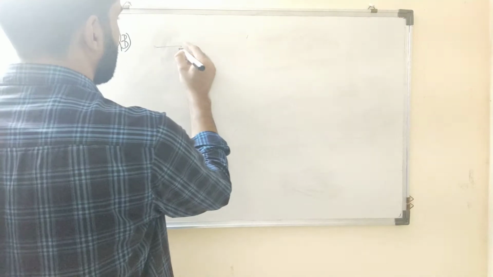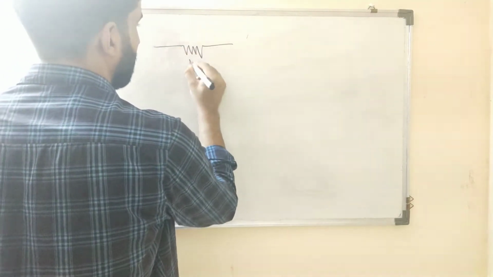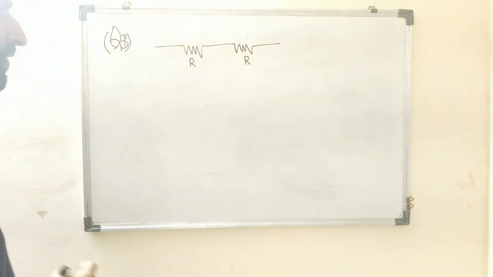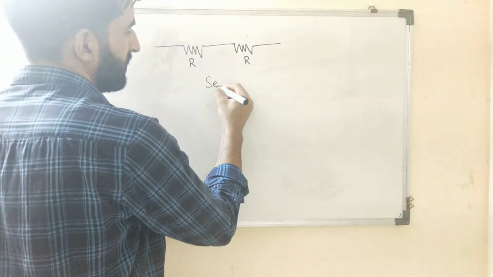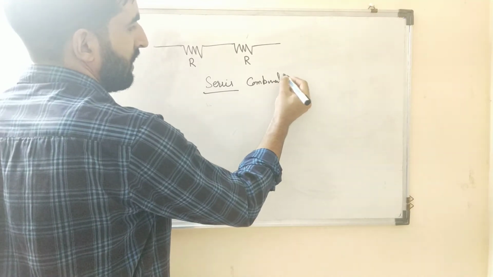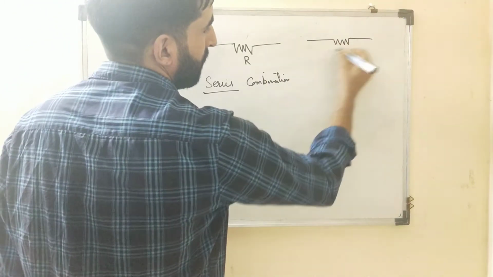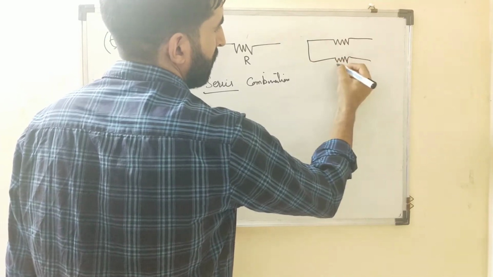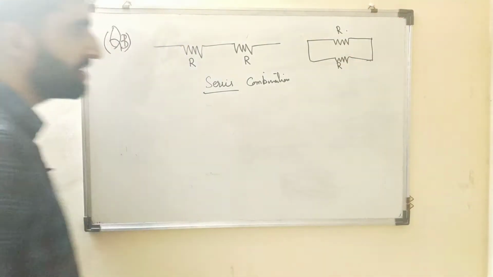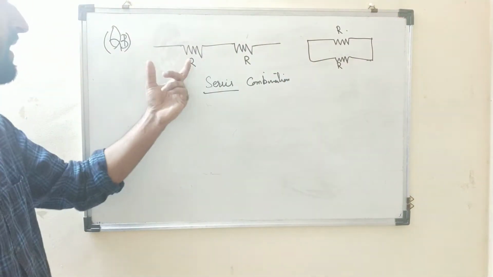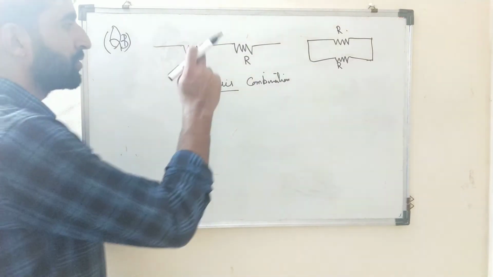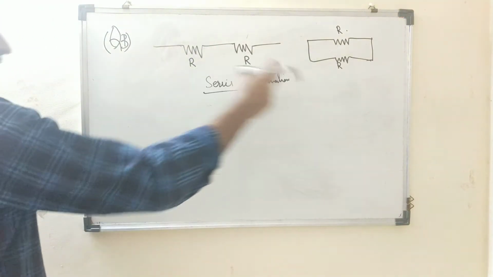So we have first a resistance of R, another having the resistance of R. First these are connected in series. So this is a series combination. And after that we connect them in parallel. This is R, this is R. But here there is one important thing: voltage here is constant. So the potential difference here and here is the same.